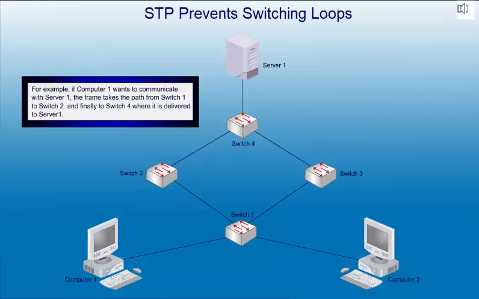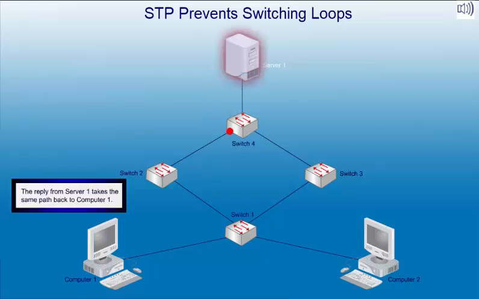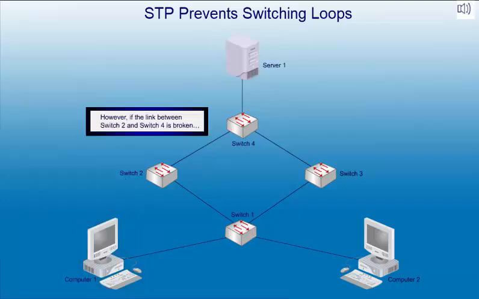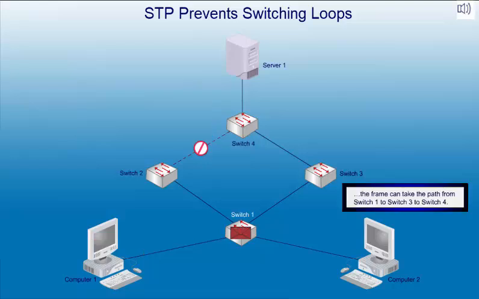For example, if computer 1 wants to communicate with server 1, the frame takes the path from switch 1 to switch 2, and finally to switch 4, where it is delivered to server 1. The reply from server 1 takes the same path back to computer 1. However, if the link between switch 2 and switch 4 is broken, the frame can take the path from switch 1 to switch 3 to switch 4.